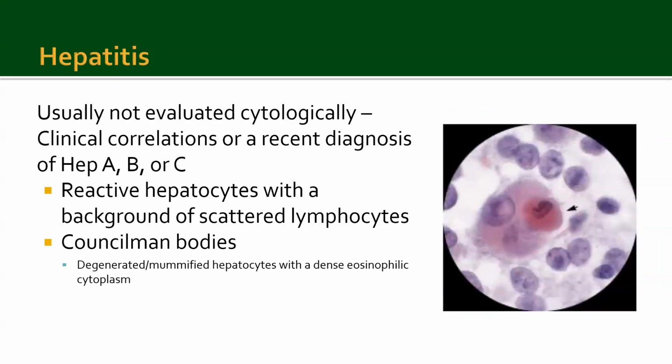Right. Next is hepatitis. This is usually not something that would be evaluated cytologically. This is more of a clinical diagnosis, and we would correlate clinically with a recent diagnosis of Hep A, B, or C. But if by happenstance we do get an FNA or an FNB of this, typically you would see reactive hepatocytes in a background of scattered lymphocytes. And you can also see what we would call Councilman bodies. These are mummified or degenerated hepatocytes with a dense eosinophilic cytoplasm. But again, this is typically not something that would get sent for cytology or cytopathology anyway. This is a clinical diagnosis.